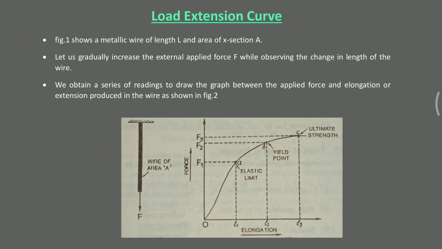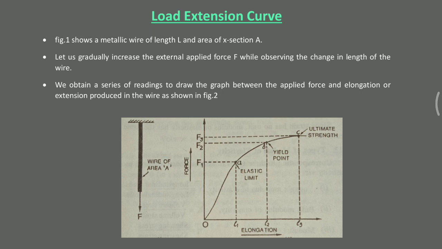Now we shall have a glance at the load extension curve. The figure shows a metallic wire of length L, as you are observing in the figure. And if A is the area of cross section of the wire, when we increase the applied force while observing the change in the length of the wire, that means as the load goes on increasing, there will be a continuous change in the length of the wire. We can observe the following phenomenon.